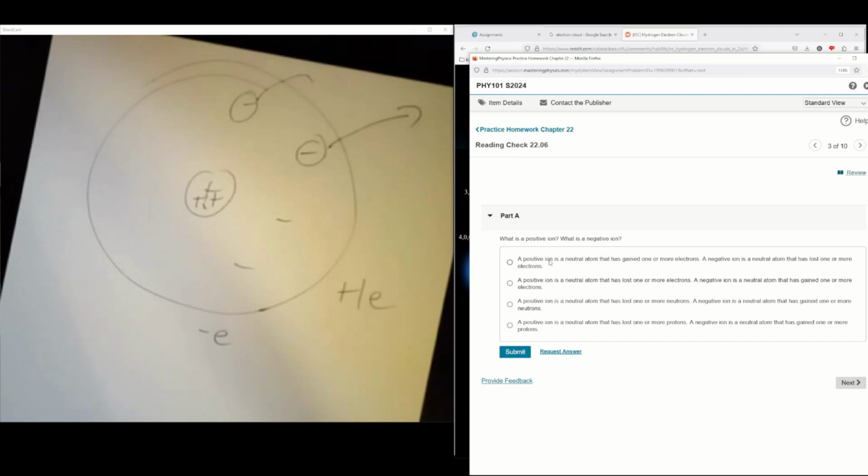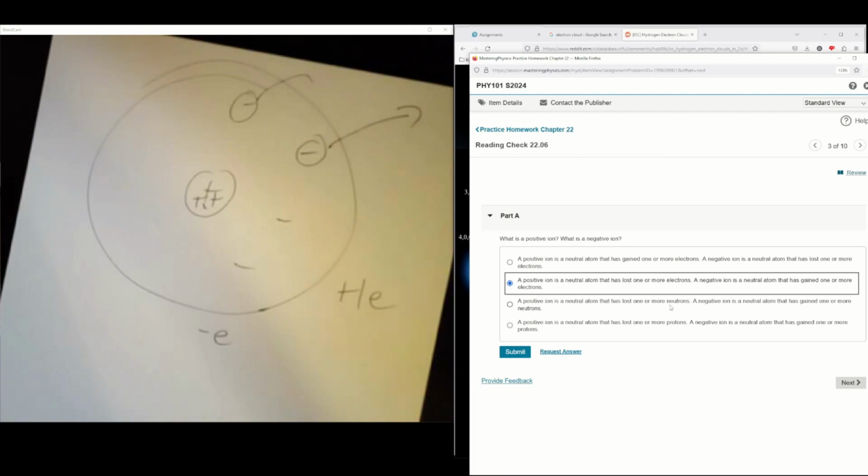So let's see what our choices are here. A positive ion is a neutral atom. Oh, these all start with neutral atoms, and then it has gained or lost. All right, I see. So they start as a neutral atom, and then something happens. So a positive ion has gained electrons? No, a positive ion is something that lost electrons. So our second one says that a positive ion has lost electrons, a negative ion has gained electrons. That looks good. Let's see what the others have to say, though.